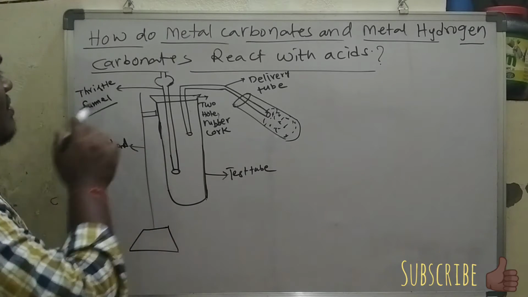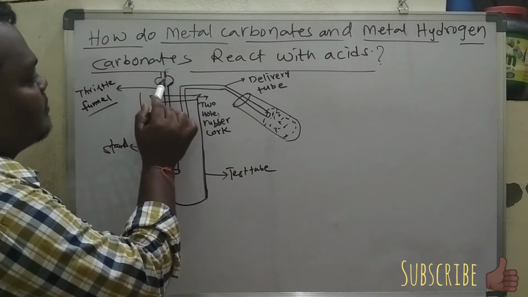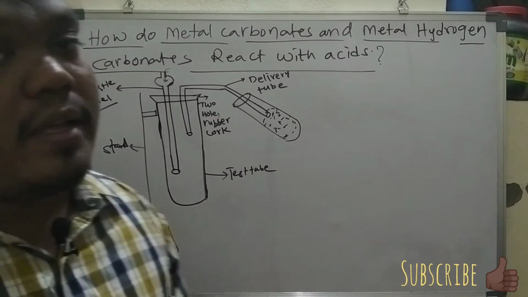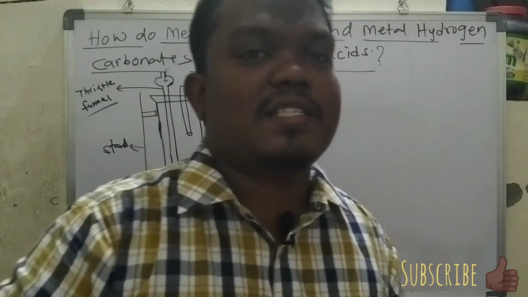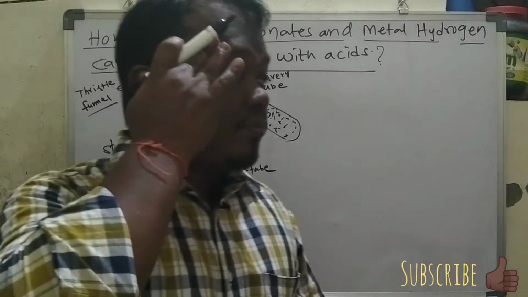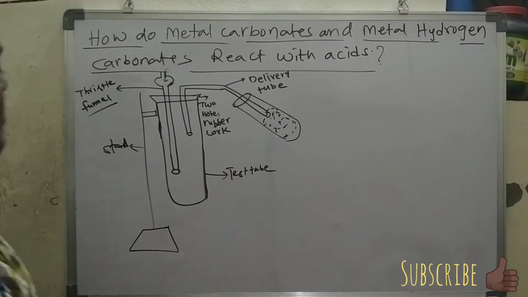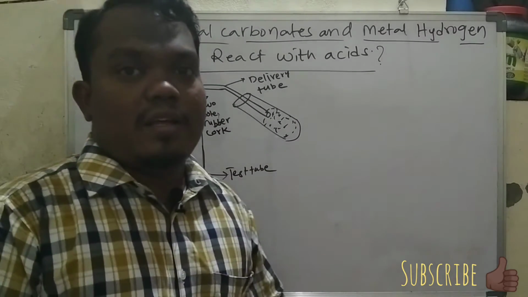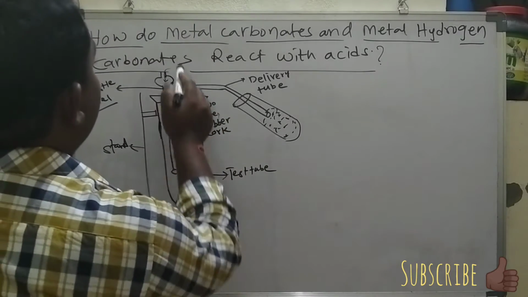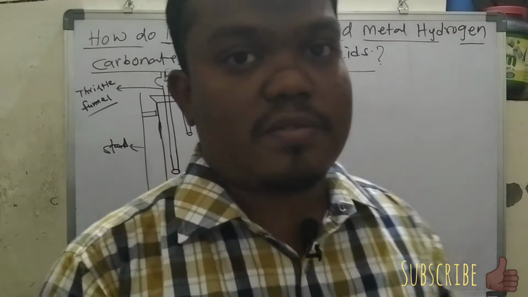So what is the use of the thistle funnel here? Because we are going to pour the acid through it. If we add it directly, sometimes the gas released may escape. That's why, to prevent the gas from escaping, we use this thistle funnel to conduct the reaction, right?